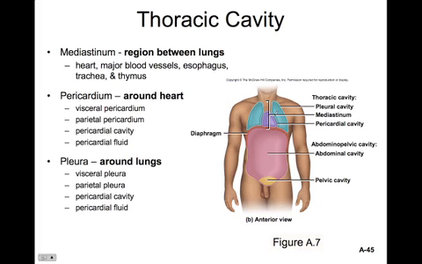There are also membranes around the lungs. The visceral pleura are the membranes that are stuck tightly to the lungs themselves. The parietal pleura are the membranes that line the perimeter of the cavity within which the lung sits.